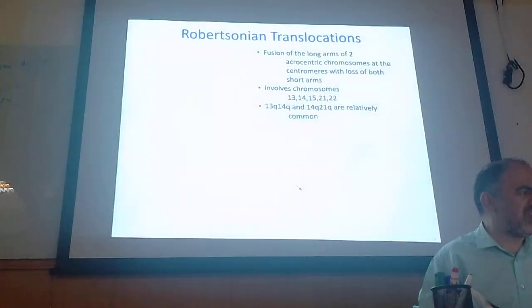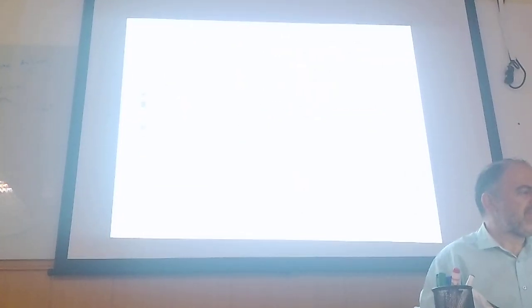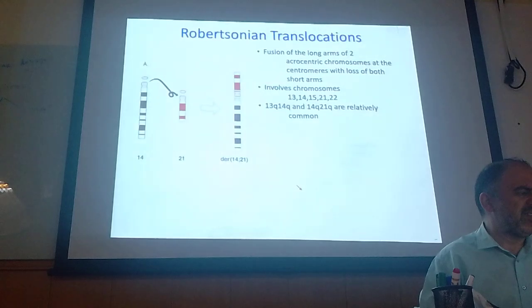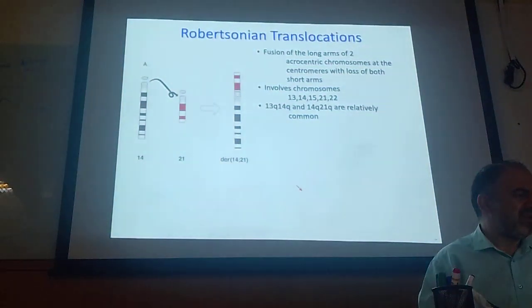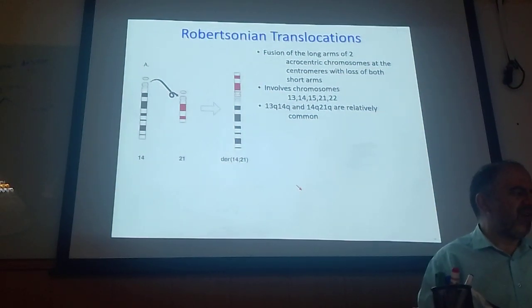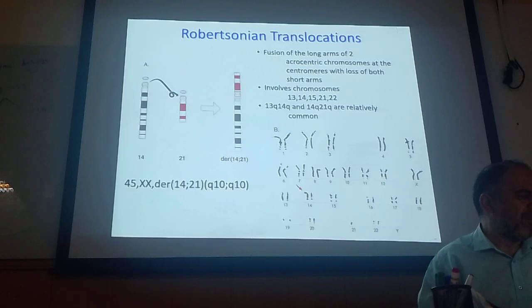Robertsonian translocation and also reciprocal translocation. In Robertsonian, chromosome acrocentric 13, 14, 15, 21, 22, they are sticky and they can sit together. We have 14 and 21. A sticky end results in the derivative 14 and 21. This patient will be a Down syndrome patient because of 2 chromosome 21 more than normal.